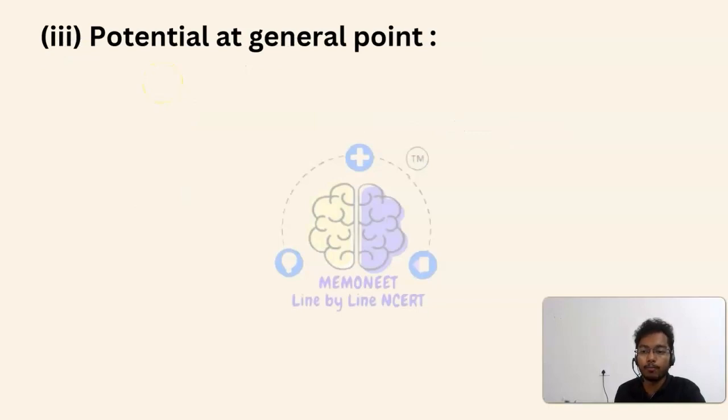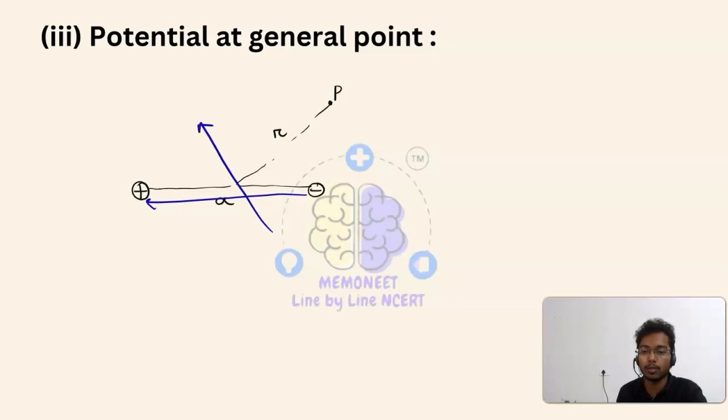Let's say we have a positive charge here and a negative charge here, and we have to find the potential at any point. Let's say this point is P, and it is r distance away from the center of the dipole. The dipole direction is from negative to positive. We arrange the components for the equatorial and axial positions; this is for the equatorial position, and this is for the axial position.